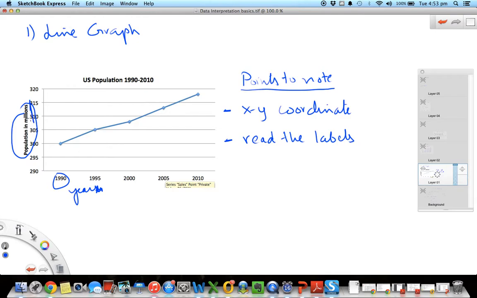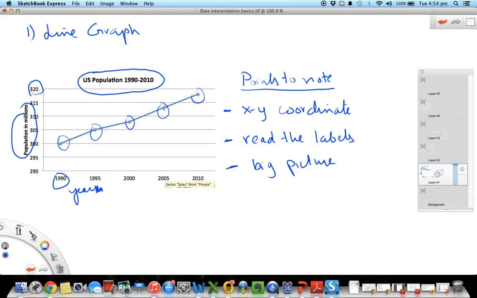Millions is important. Millions is the unit of the y-axis here. So this number means 320 millions. And the title of the whole graph says US population from 1990 to 2010. So using these labels, once you understand them, you can get a big picture idea of what this graph represents. This big picture is basically the graph is representing the population of US from 1990 to 2010. For each 5-year interval, it tells you what the population was. 1, 2, 3, 4, 5.